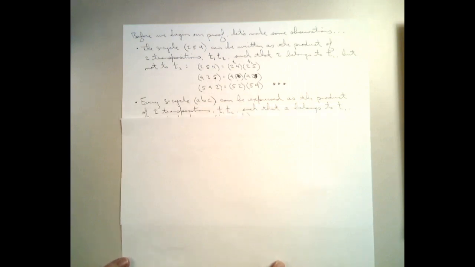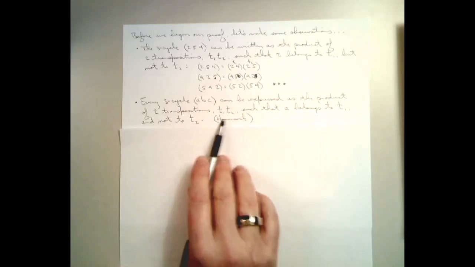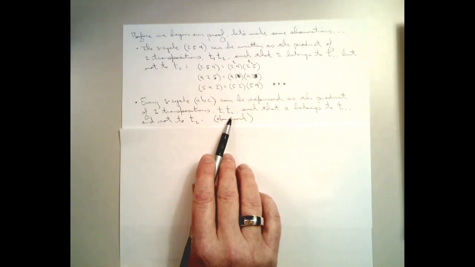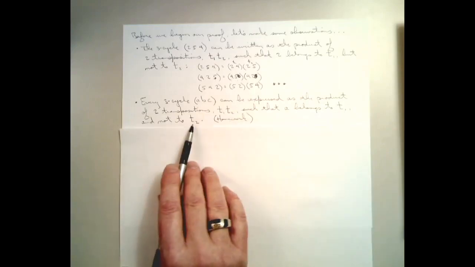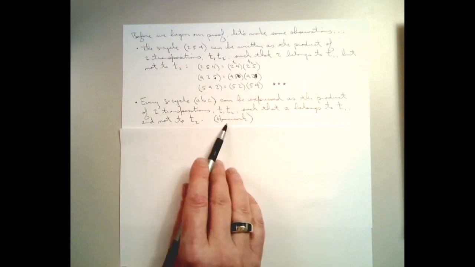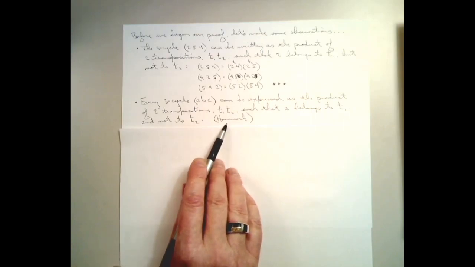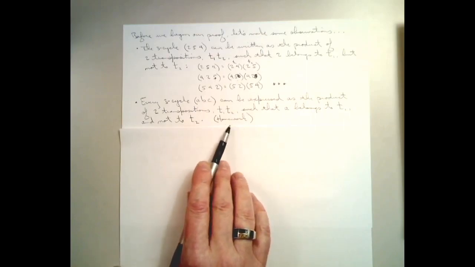So I think that from this example, we could argue more generally that every 3-cycle (A B C) can be expressed as the product of 2 transpositions, T1 composed with T2, such that A belongs to T1 and A does not belong to T2. I'd like you to include that as a homework exercise. It's one of the ones in the notes. I don't remember which one at this point.